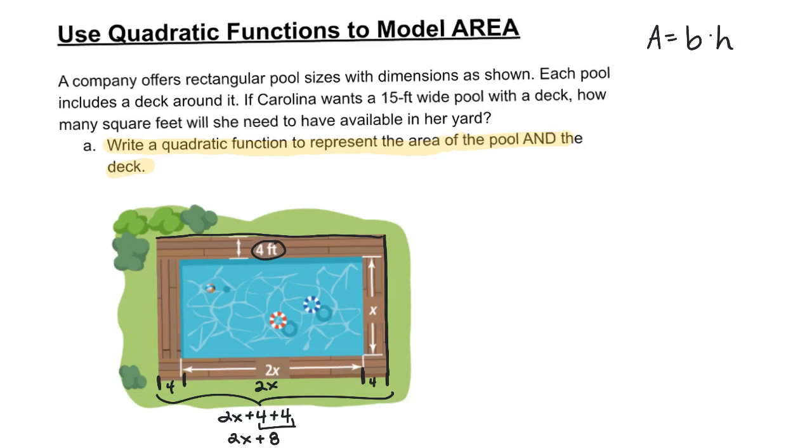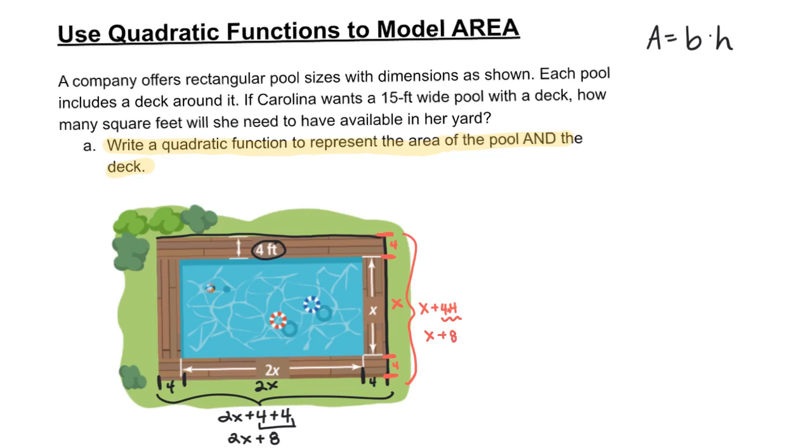We're going to do the same thing with the height. I know part of this height is x, all right? That's the width of the pool, or the height of the pool. And then I want to find the whole height of this pool with the deck, and I know the deck is 4 feet. So if I combine all that information together, I have x plus 4 plus 4, which gives me, when I add the 4 and the 4 together, x plus 8.